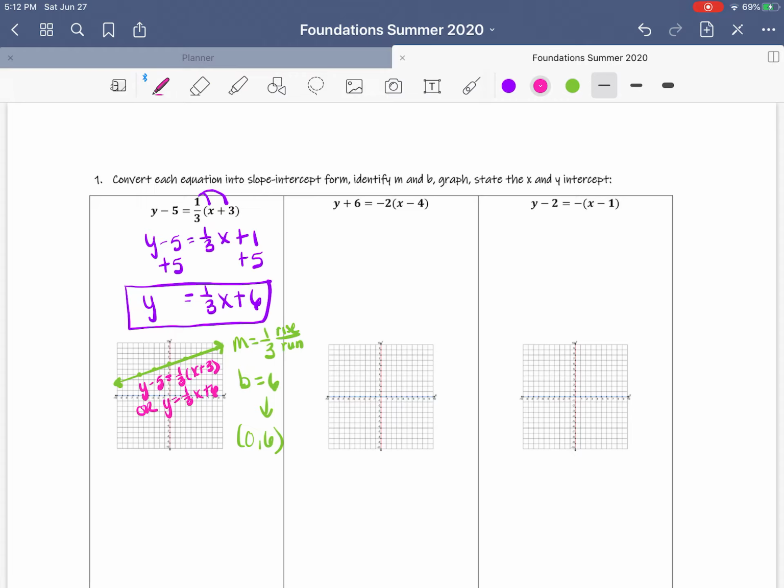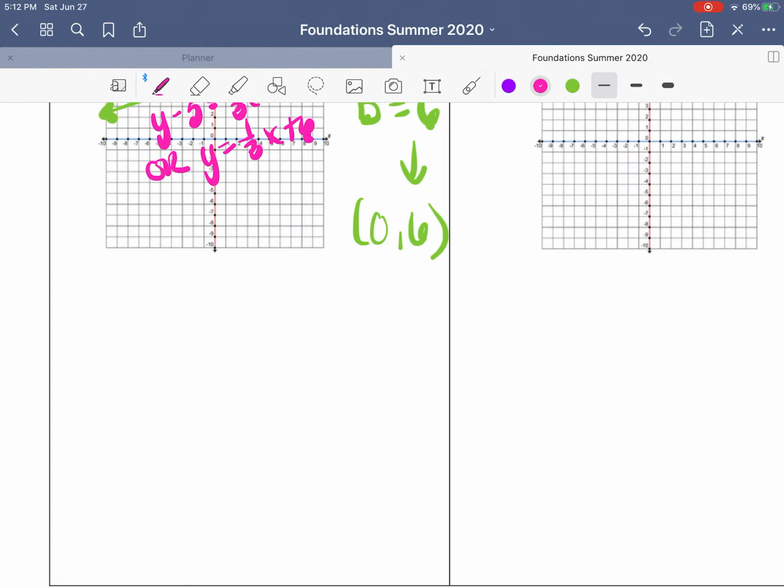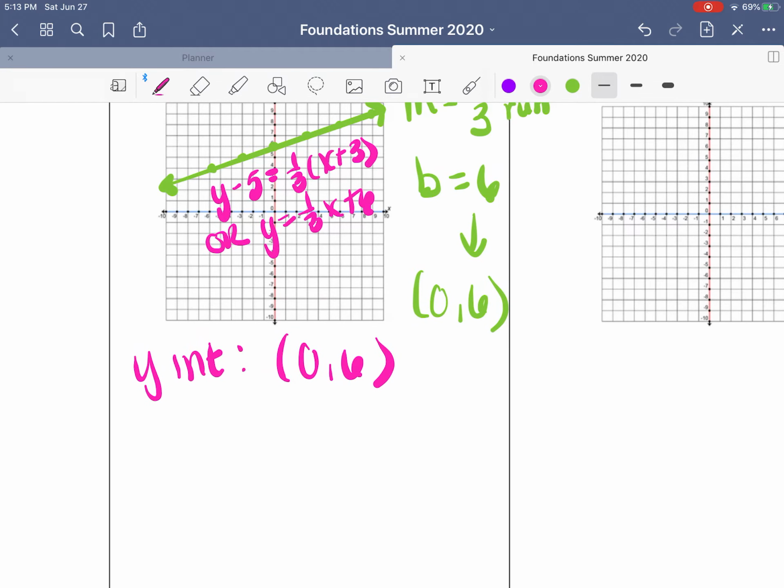It says state the x and y intercept. So the y-intercept is easy to tell because we found it from the equation. We already know it's 0, 6. We already plotted it. The x-intercept is where it crosses the x-axis, but I can't really tell because my graph stops. But I do know that if it crosses the x-axis, that y is 0.